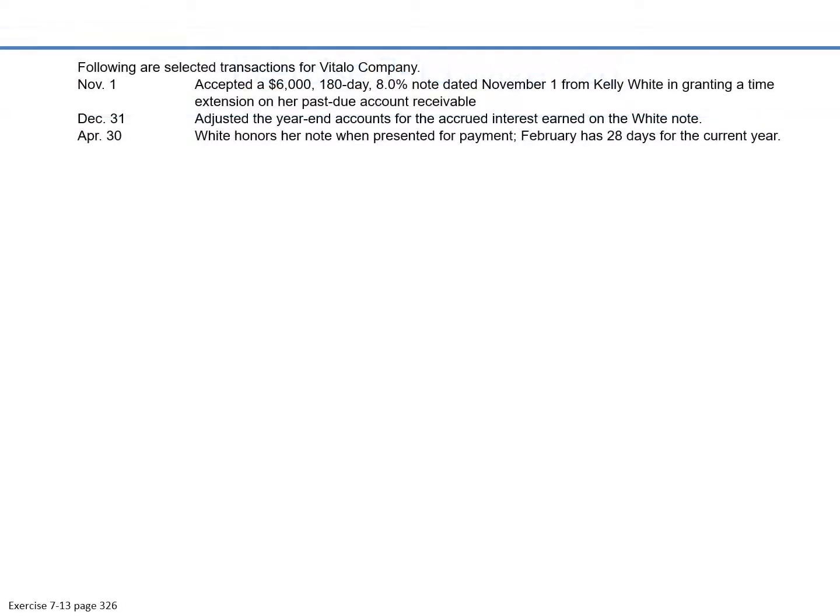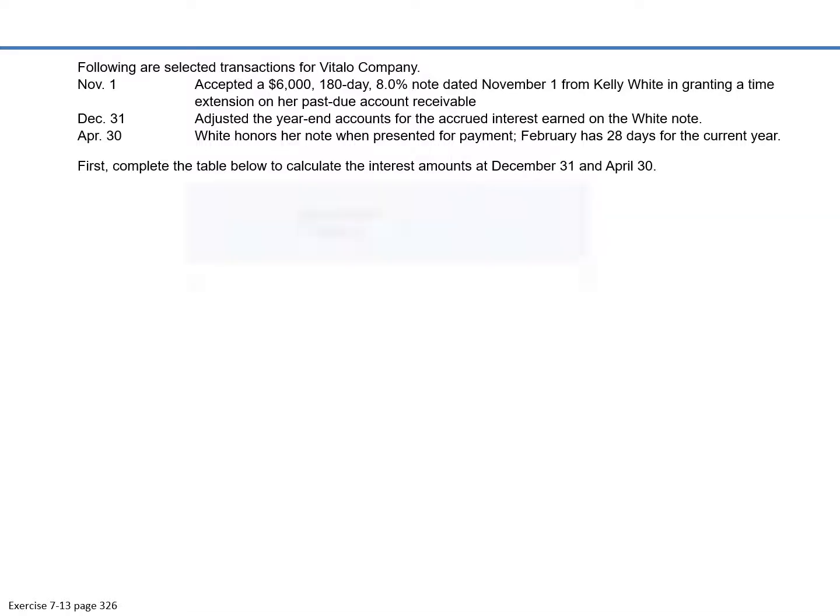All right, exercise 7-13. The following are selected transactions for the Vitello Company. So we accepted a 60-day, $6,000 180-day 8% note to grant Kelly White time to pay her past due account receivable. We have to adjust the year-end accounts for the accrued interest, and then we have to record the payment when we get it in the next year.